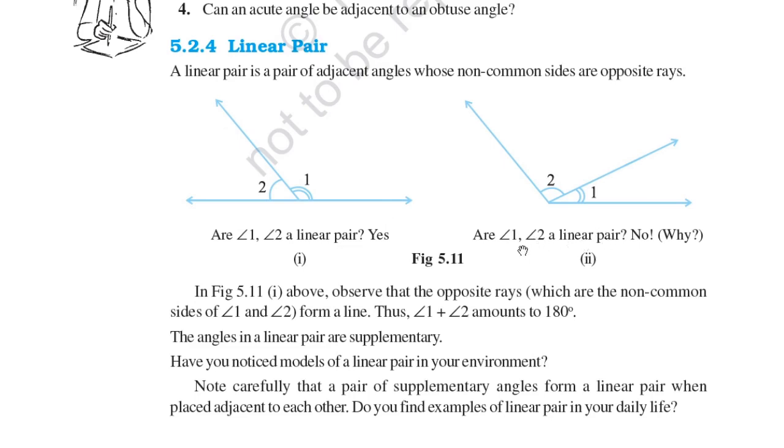In figure 5.11 above, observe that the opposite rays, which are the non-common sides of angle 1 and angle 2, form a line. Thus angle 1 plus angle 2 amounts to 180 degrees. You can see that the sum of these is 180. The angles in a linear pair are supplementary.